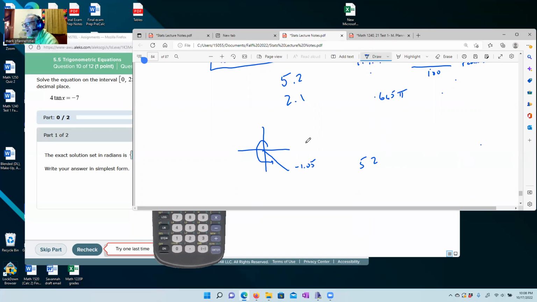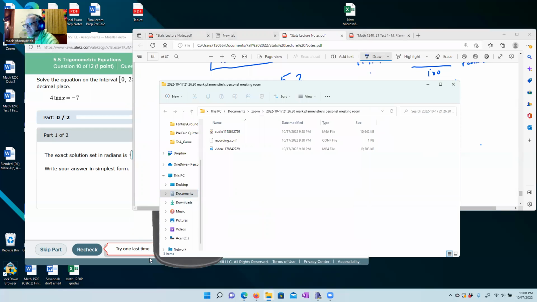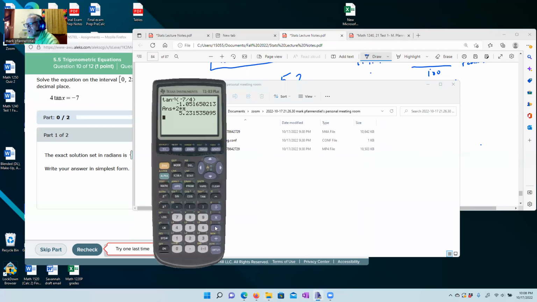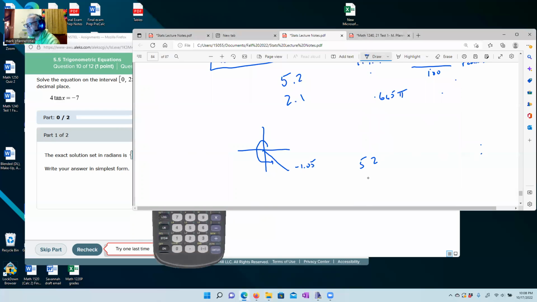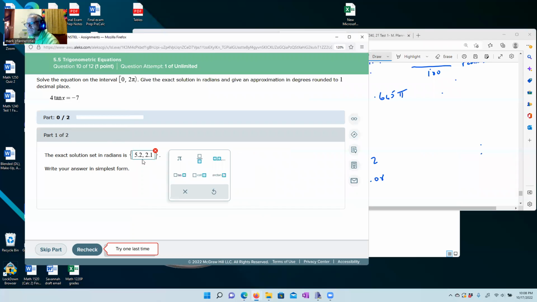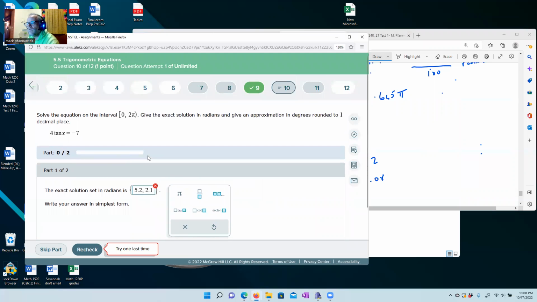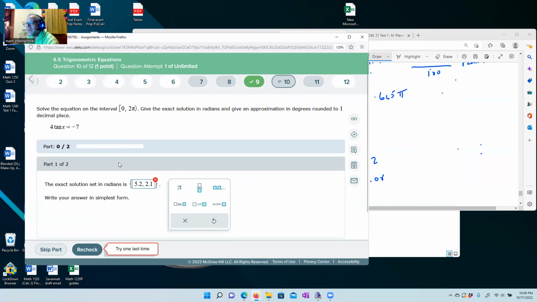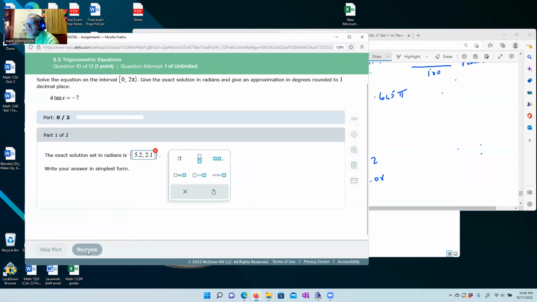And I'm just going to subtract pi from this. So we're going to go back to here, subtract pi, and get 2.08, so 2.1, which is what we have here. One decimal place. All right, so we double checked it. It is not exactly what I'm looking for. So let's recheck this one last time.